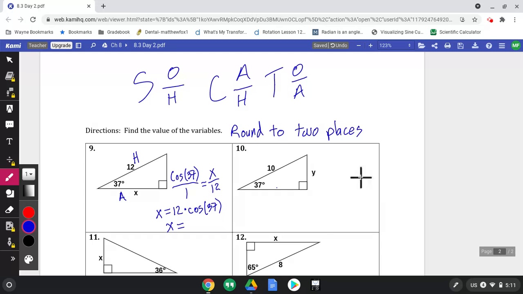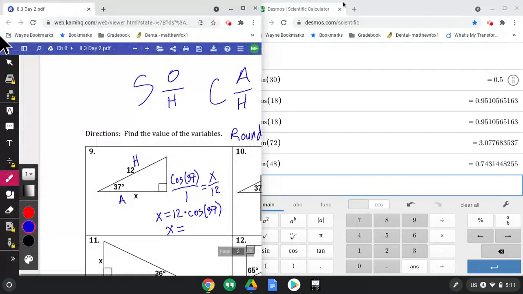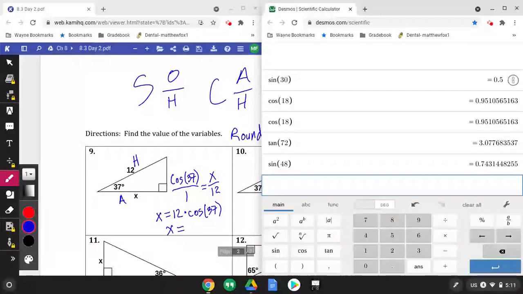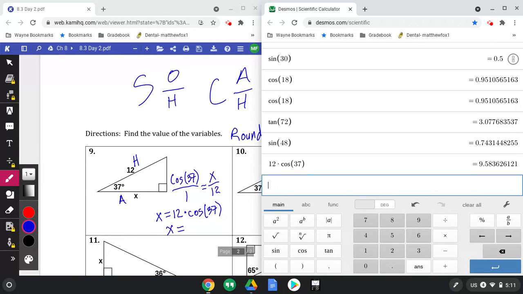Now we go to our calculator. So let's see, I lost mine. Let me drag this back over. Okay, so I do 12 times the cosine of 37. And I hit enter, and as you can see, I get 9.58. That would be the length of x. Okay, we rounded it to 2 places. That is the length of this side.